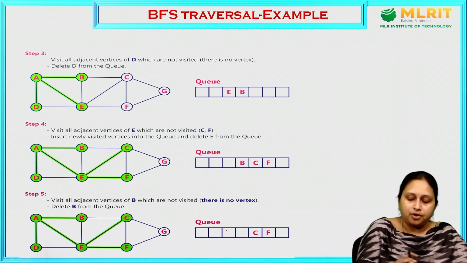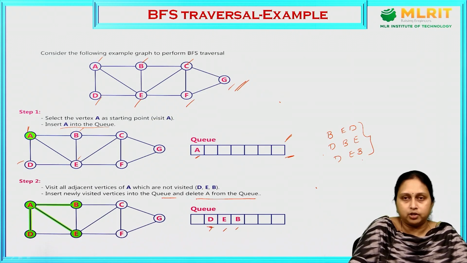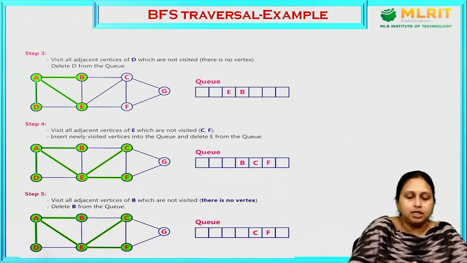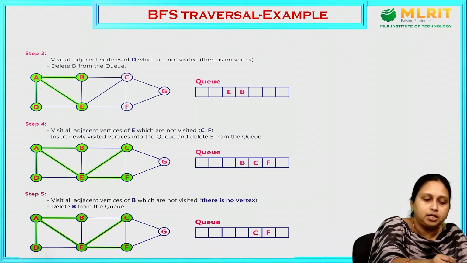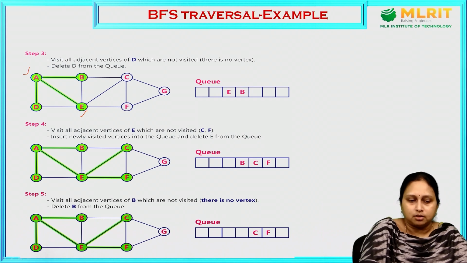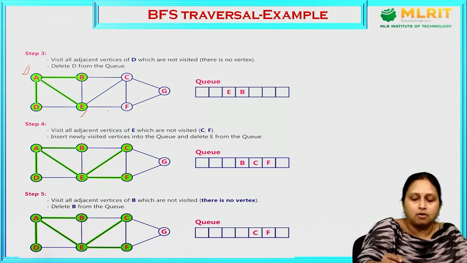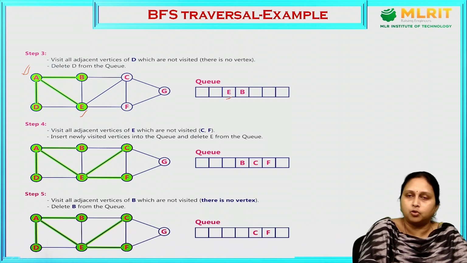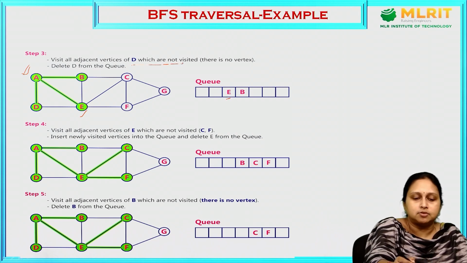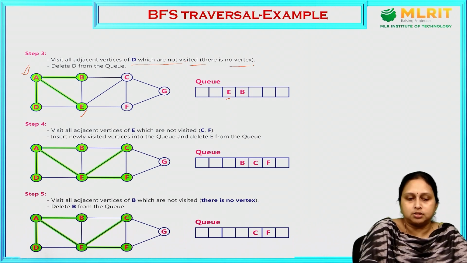Next, from this, what is the first? You have D. D is the vertex that is going to be in the queue. Now from D, you check what are all the adjacent vertices you have. From D, you have A and E, right? Only 2 are there. A is already visited and E is already placed into the queue, so we should not bother about it. Visit all the adjacent vertices of D which are not visited, but there is no such vertex, so we are going to delete D from the queue, right?